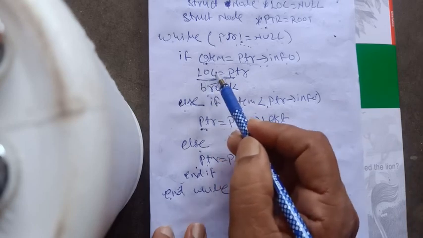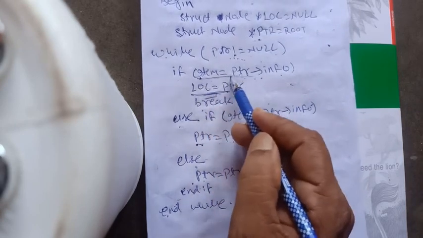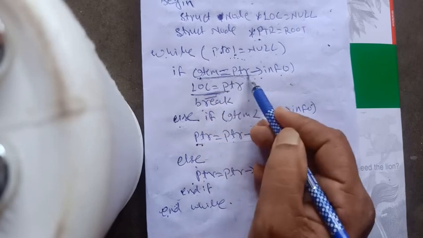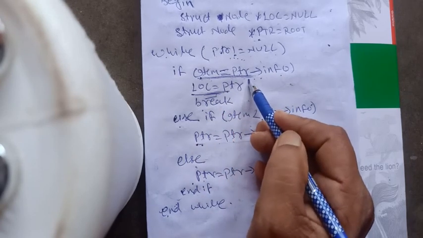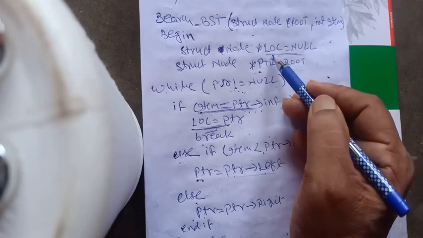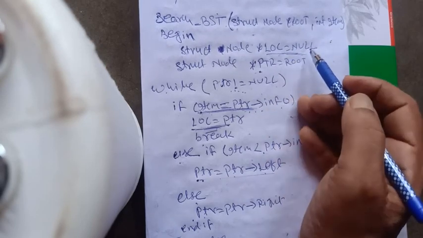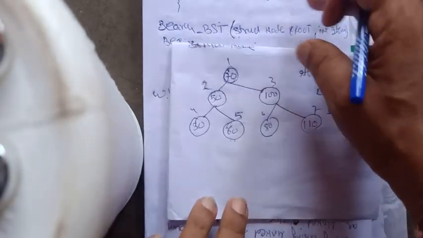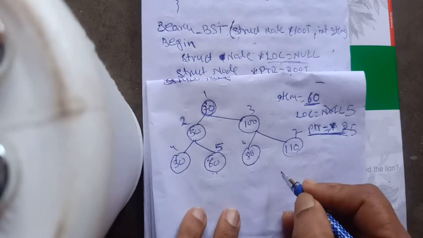And if this match has not been found, if the item was not equal to PTR and this condition never satisfies, then LOC will always remain null. When LOC doesn't change and remains null, then the item is not found. Okay, let me give you an example of an unsuccessful search.